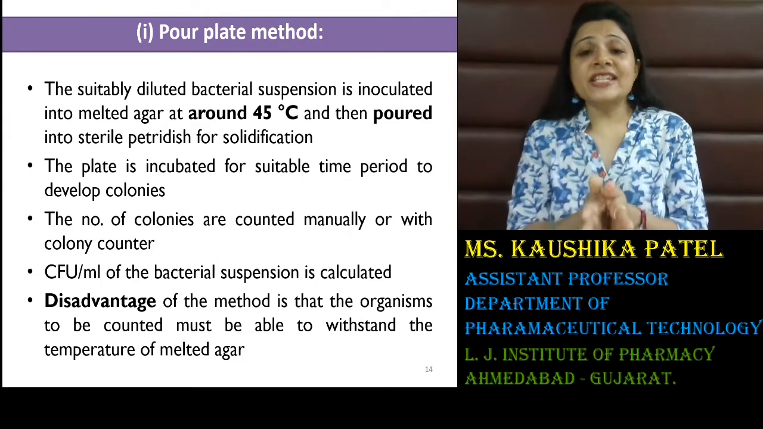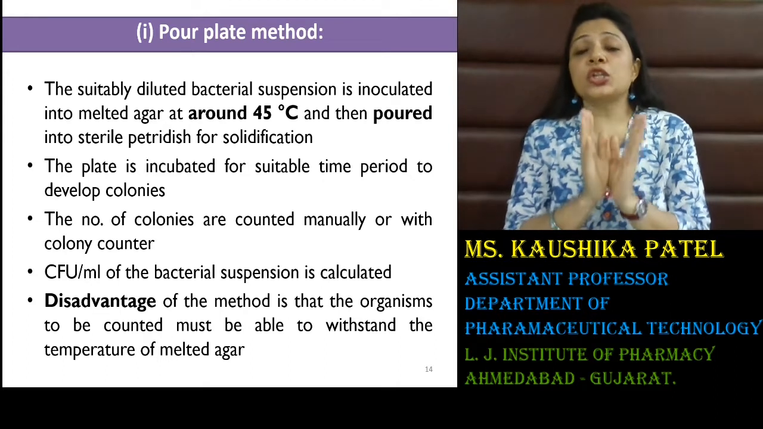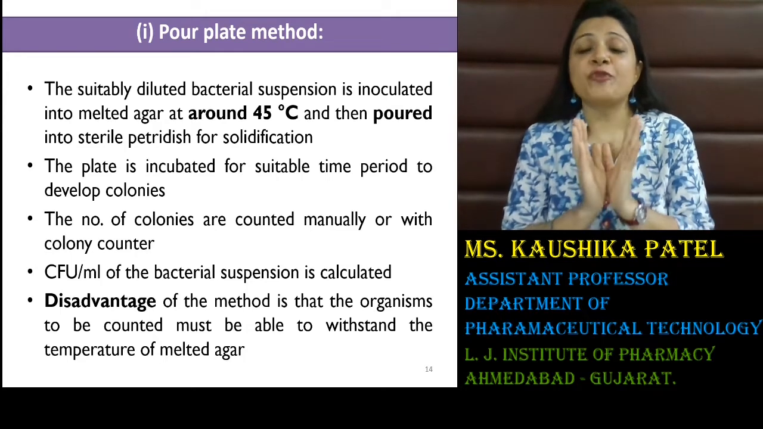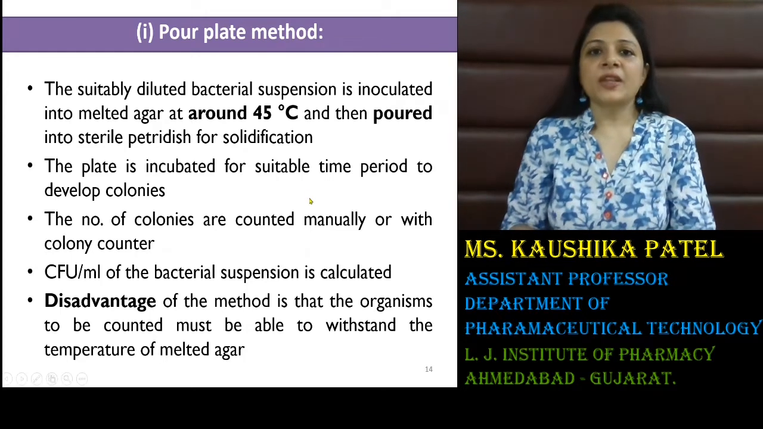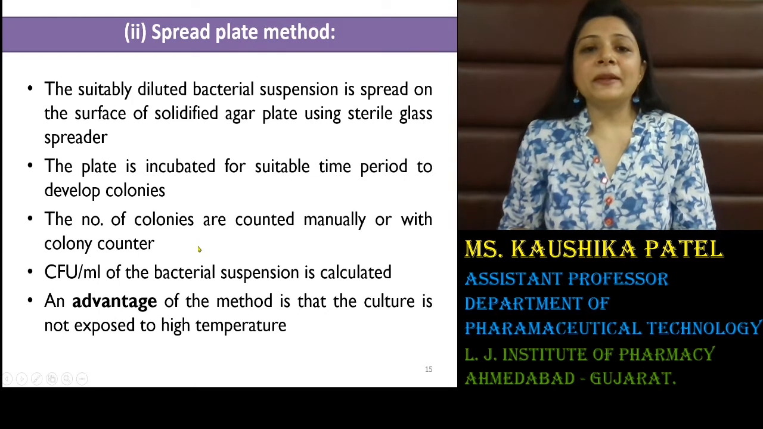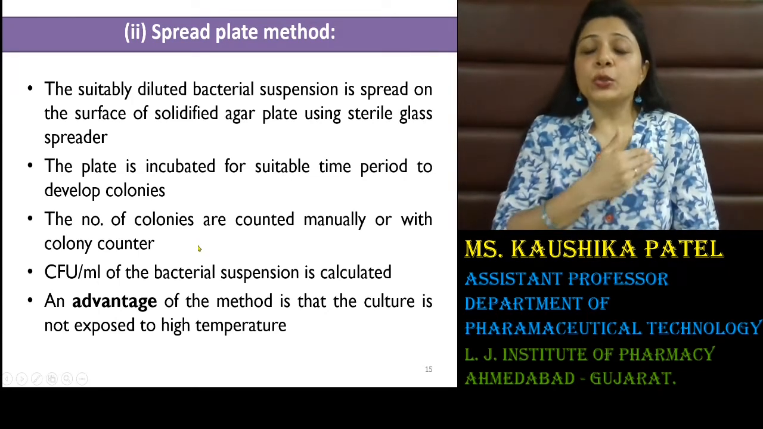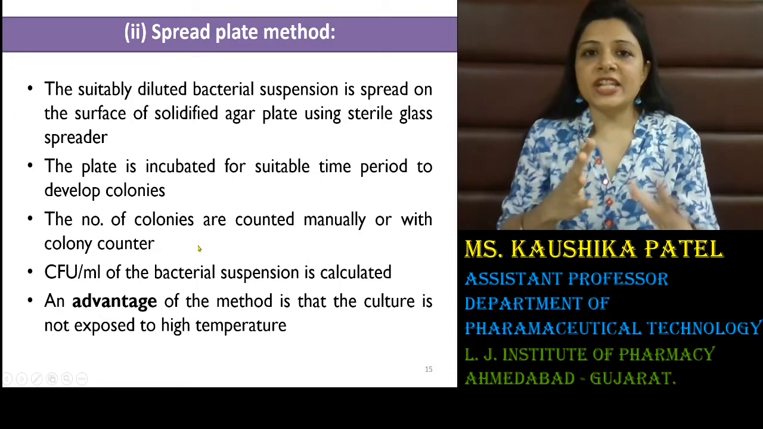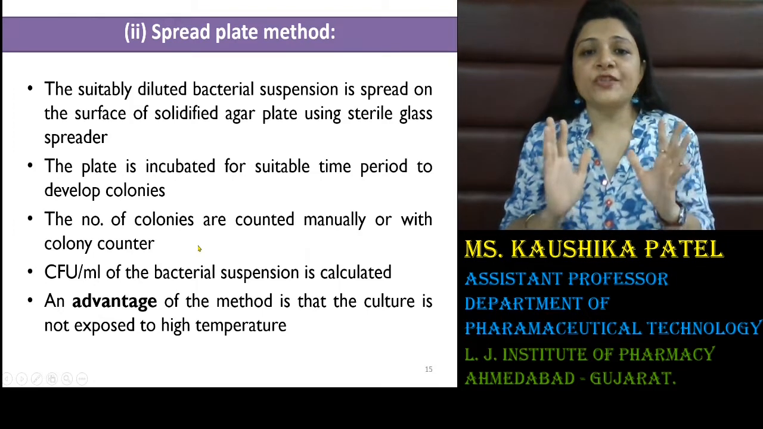Now, the disadvantage is that you cannot operate the sample which is thermosensitive because you have to carry out the process at 45 degrees Celsius. The second, spread plate method, is better because here you don't have to use any higher temperature. So it is suitable for all the types of bacteria, even thermosensitive bacteria.